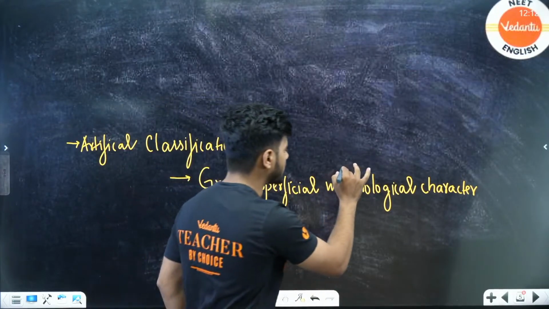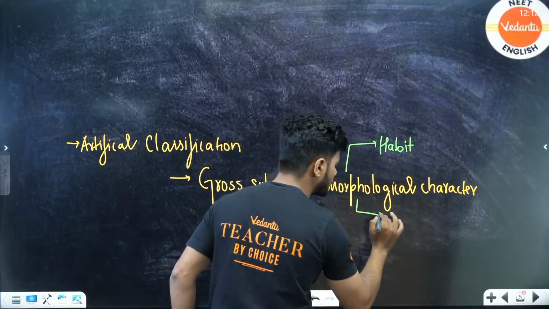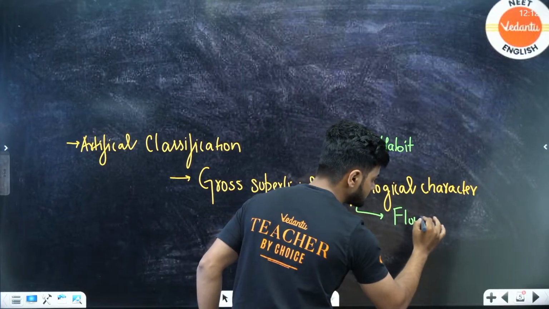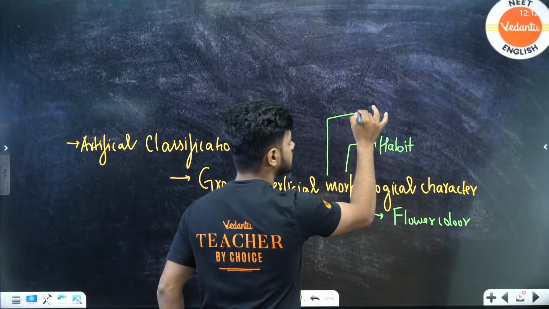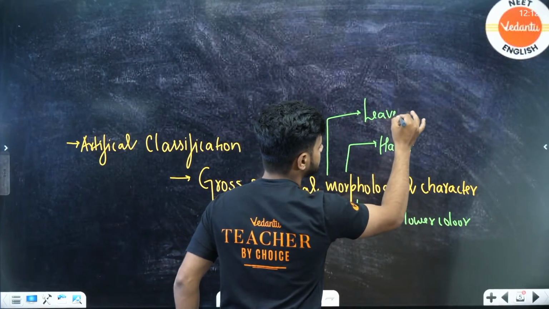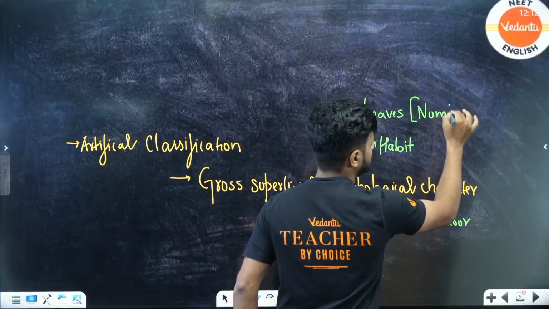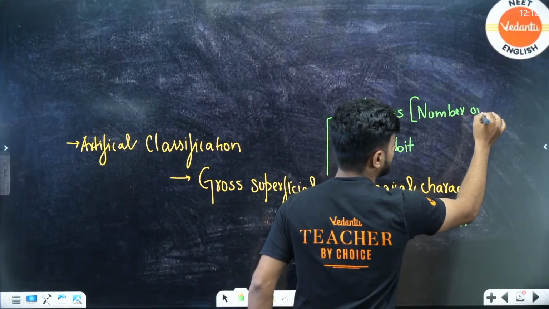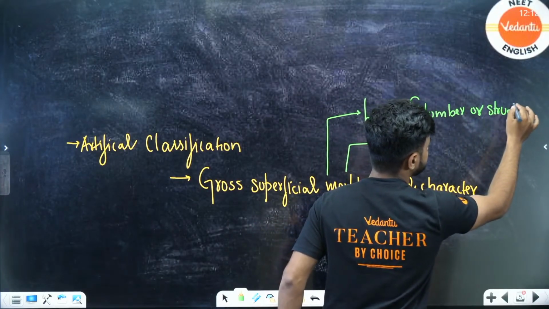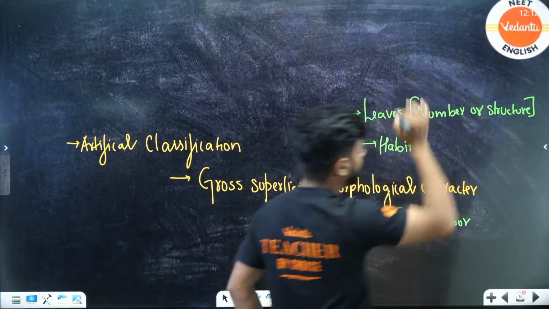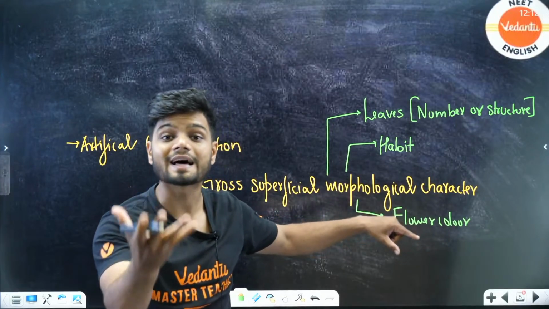For example, it could be the habitat, or it could be the flower color, or it could be the leaves. When I talk about leaves, it could be the number of leaves, or the structure of the leaf. All of these are different morphological characteristics which we observe and we classify the plants.